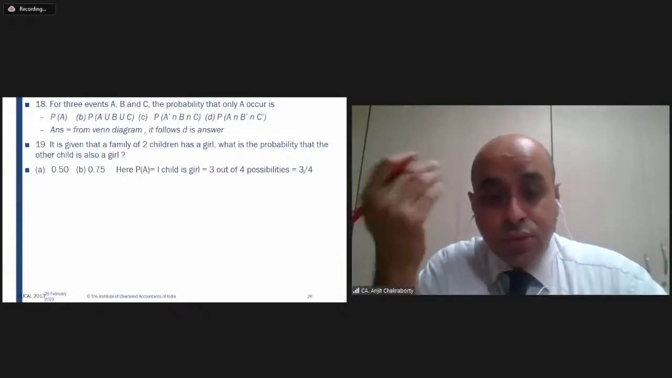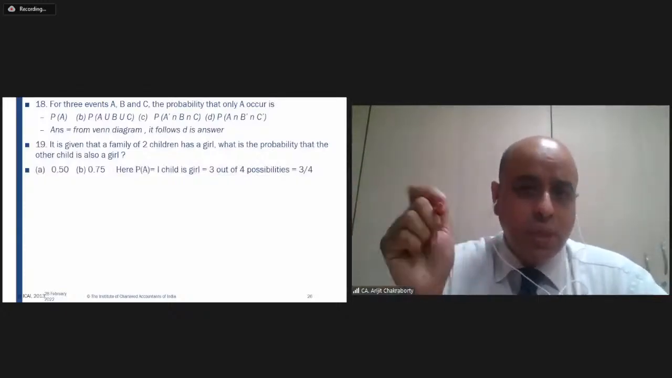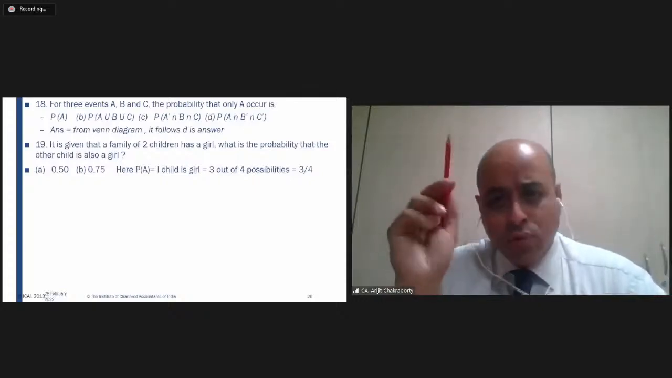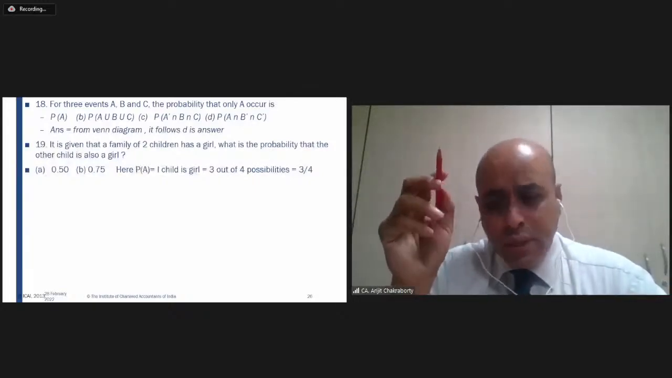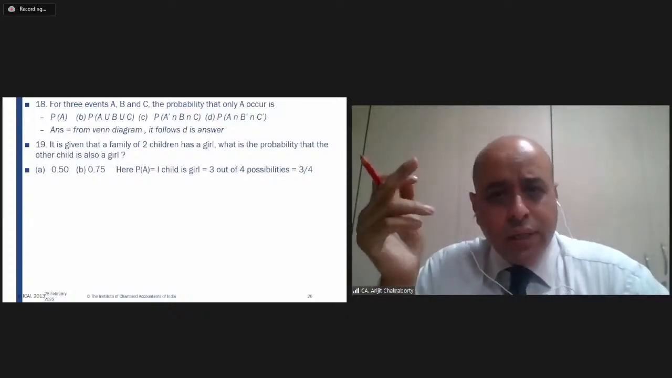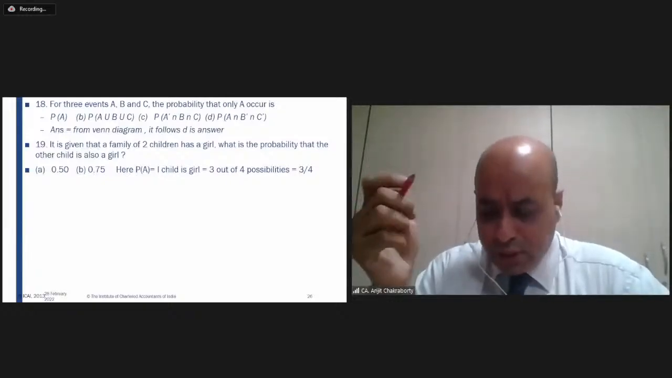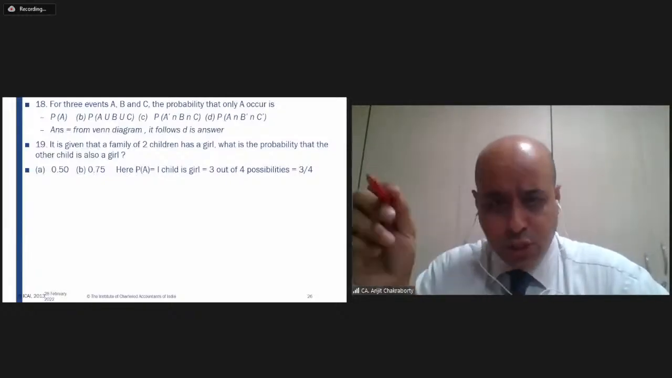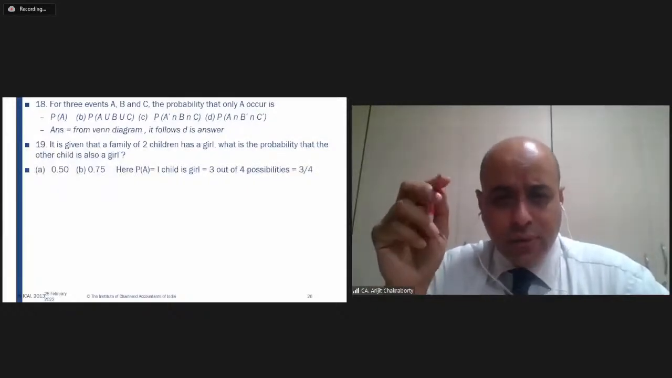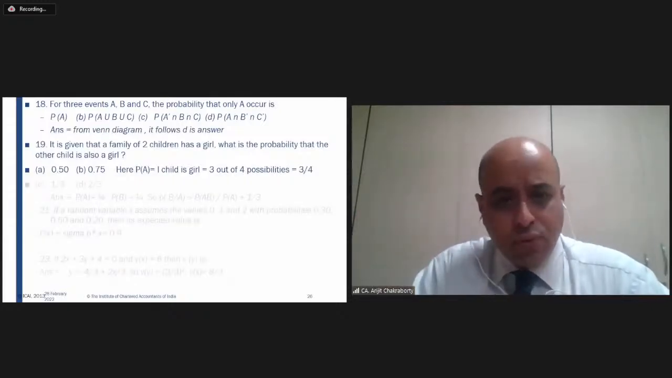So how many possible outcomes are you getting? 4 outcomes: girl boy, boy girl, boy boy, girl girl. Now the question is, out of these, at least one child is a girl. How many cases are there? It can happen in 3 cases: BG, GB, and GG. So the probability of A, that at least one child is a girl, is 3/4.